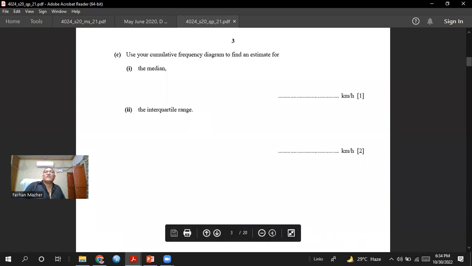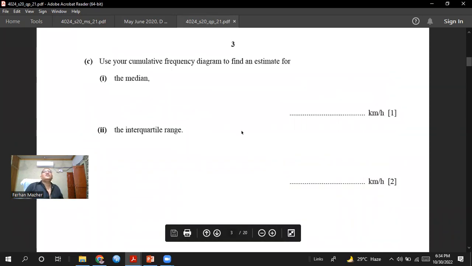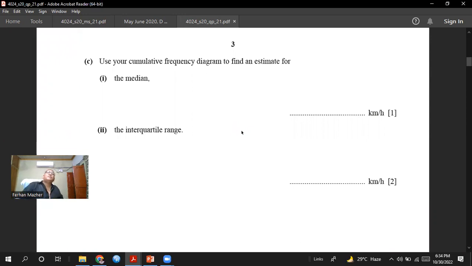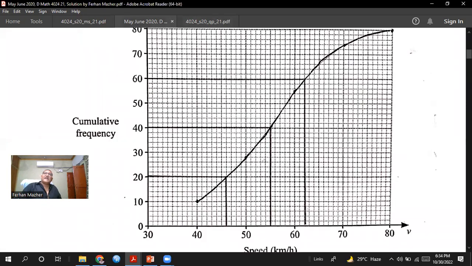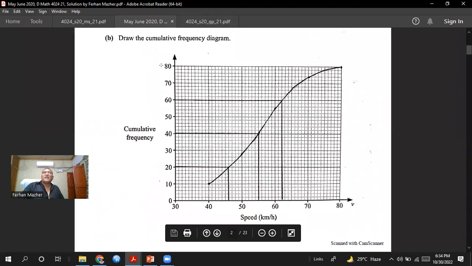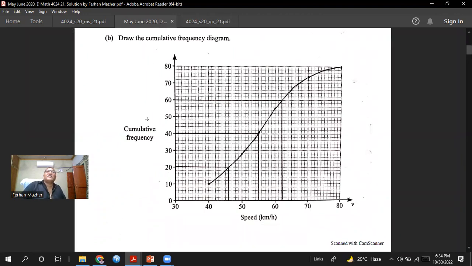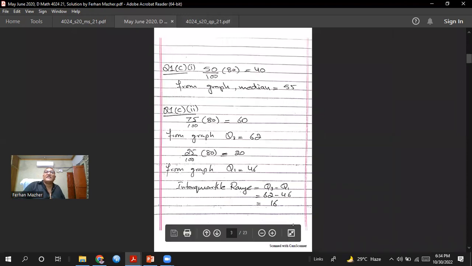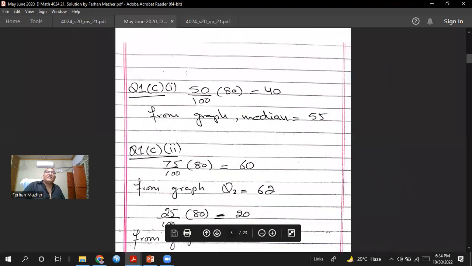Okay, so the next question coming up on your screen says: use your cumulative frequency diagram to find an estimate for the median. If you want to find the median from this diagram, the total cumulative frequency, the last number, was 80. So I will find 50% of the 80, that is 40.